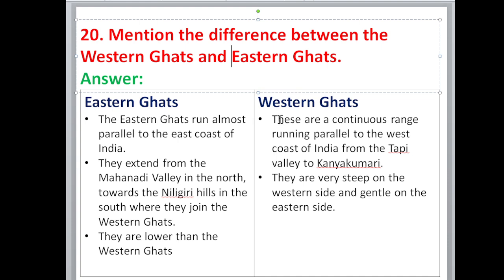Now move to the Western Ghats. These are the continuous range running parallel to the west coast of India from the Tapi Valley to Kanyakumari, and over there they meet both Eastern Ghats and Western Ghats. That area we call the Nilgiri. They are very steep on the western side and gentle on the eastern side. So these are the differences between the Eastern Ghats and Western Ghats.